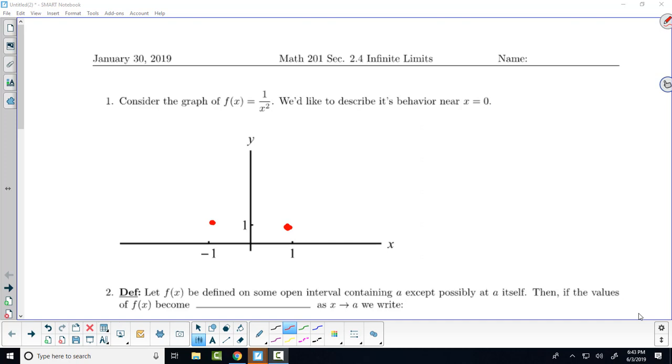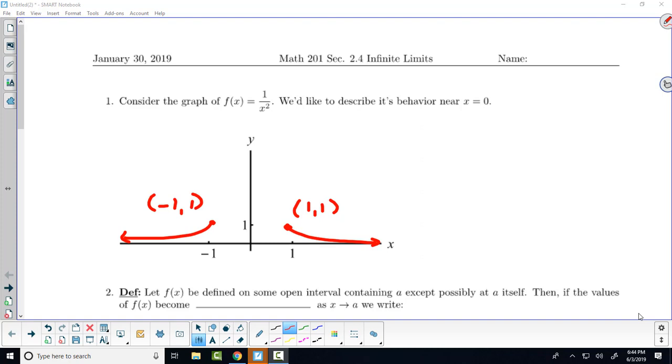If I plug in a 1 into this function, it spits out a 1, right? So it goes to the ordered pair (1, 1). And if I plug in a negative 1, it also spits out a 1, correct? Now, as I plug in large numbers for x, like 10 or 100, 1 divided by 10 squared, or 1 divided by 100 squared, these numbers tend towards 0. So away from 1, these numbers tend asymptotically towards 0. And away from negative 1, they tend asymptotically towards 0.